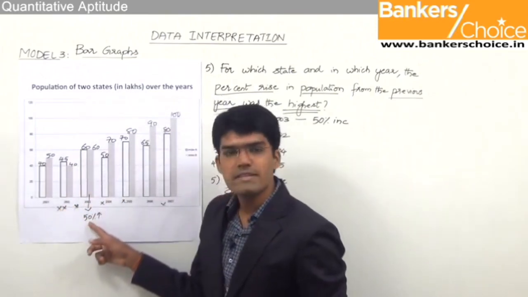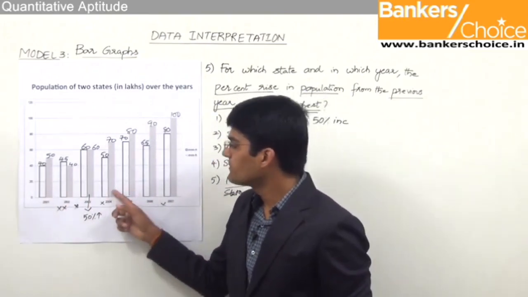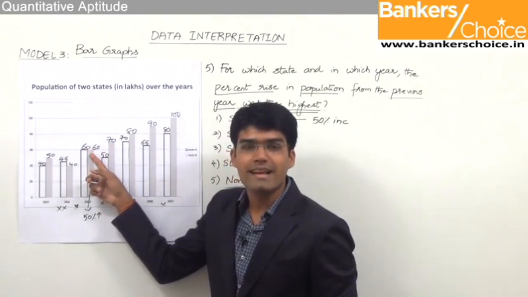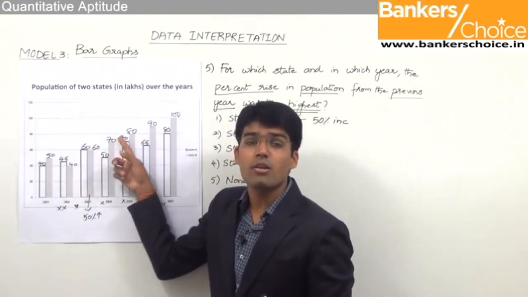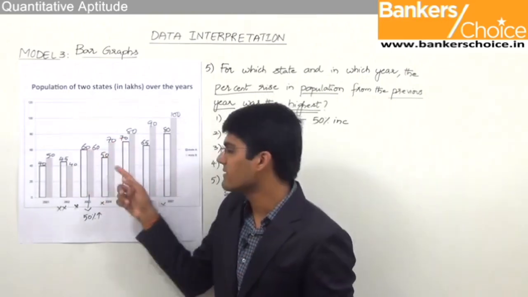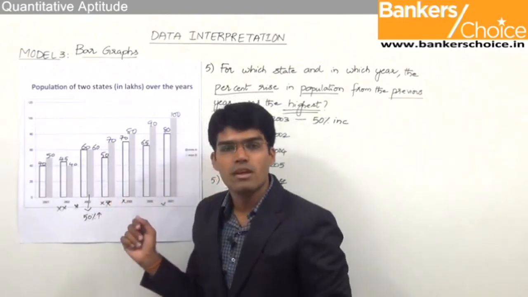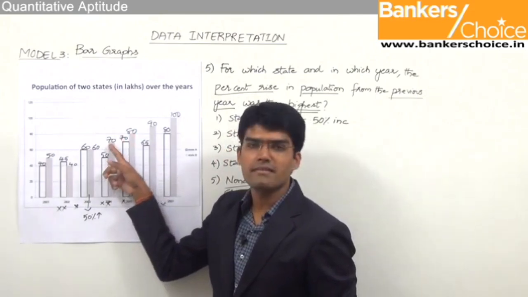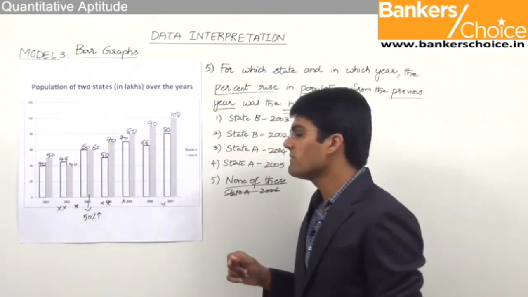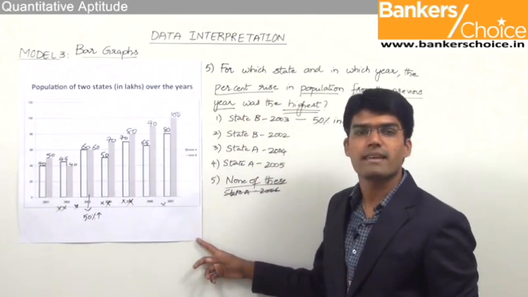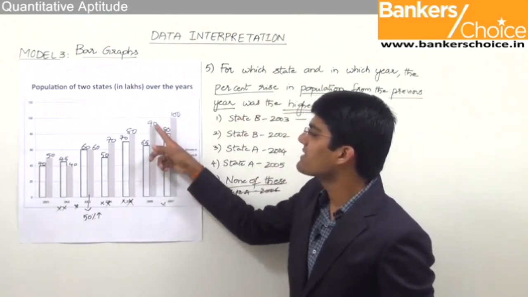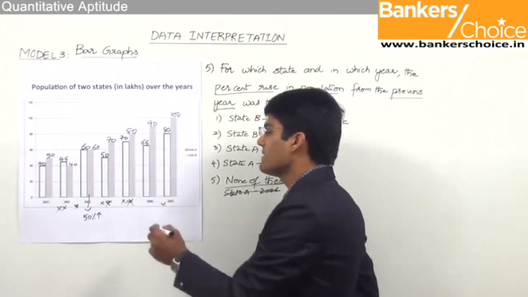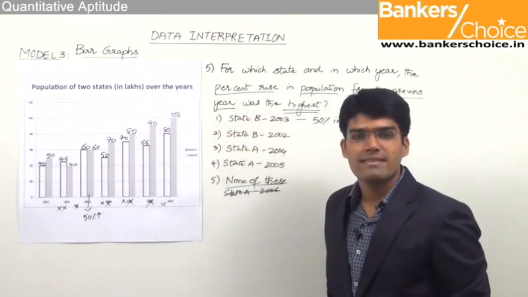State B in 2003 anyway is 50%. Let us now look at 2004. In 2004, state B is 70 lakhs. Previous year it was 60 lakhs. 60 is becoming 70. It cannot be a 50% increase. It is less than 50%. So state B in 2004 is ruled out. State B in 2005, 80 lakhs. Previous year, 70 lakhs. 70 is becoming 80, again cannot be a 50% increase. So state B in 2005 is cancelled. Then state B in 2006, 90. Previous year, 80. 80 becoming 90 cannot be a 50% rise. So even state B in 2006 is cancelled.